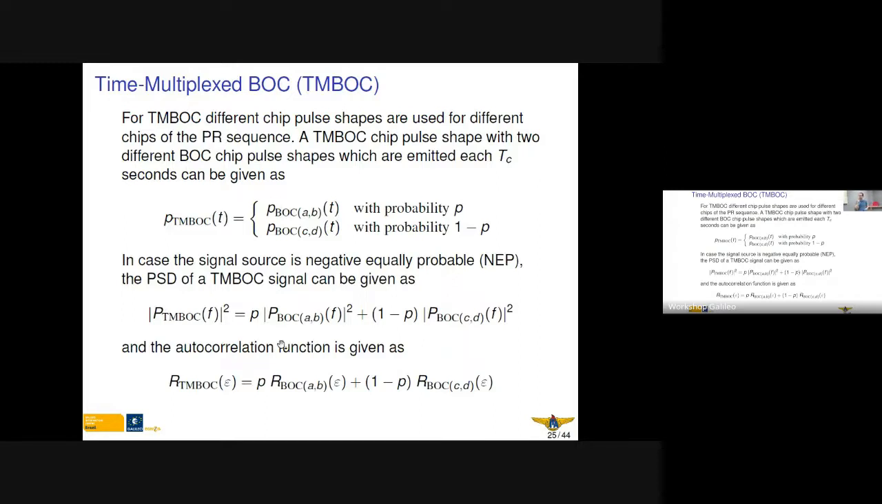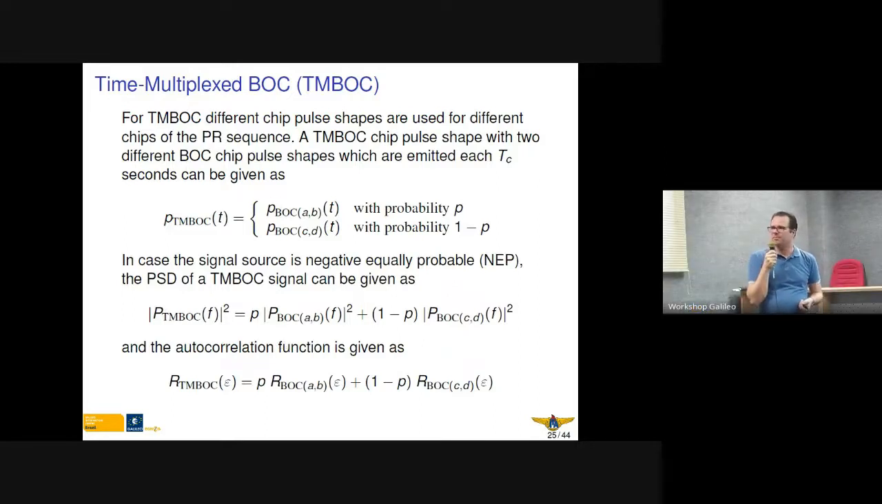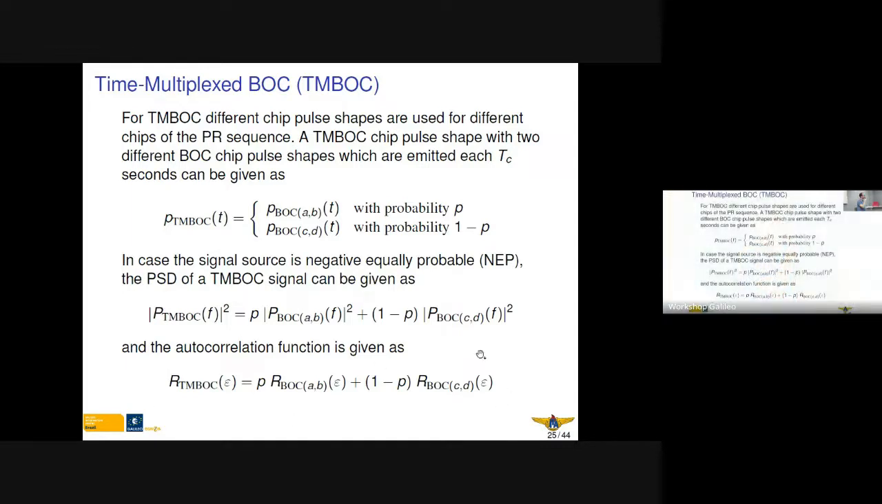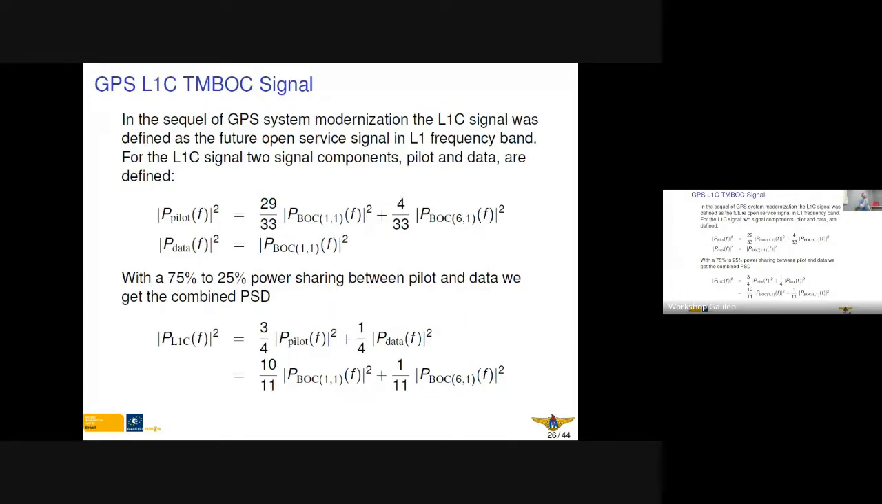So it's nice. We can use this time multiplexing of chip shapes to optimize our autocorrelation function and also to form the spectrum, also implementing the FDMA-CDMA that we discussed. This approach is used by the GPS L1C, the new open service of GPS, I'm sorry. It is transmitted on the L1 frequency band, besides the GPS C/A code signal, which is the most used signal in your cell phones today.